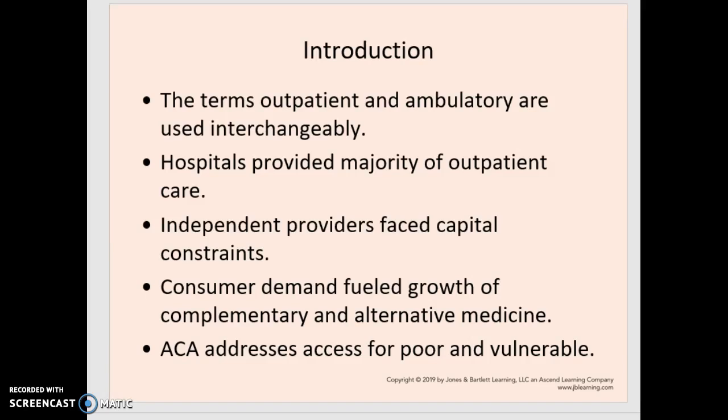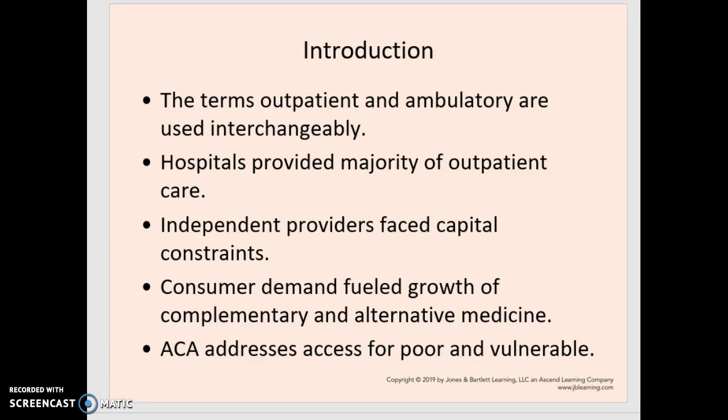The consumer demand fueled the growth of complementary and alternative medicine. One of the most interesting things here is that with technology and the internet, we've now understood and have a greater knowledge of what complementary and alternative medicines are. And people are taking a stand against maybe the traditional, here's my pain, here's my medicine, let's treat that, and not really looking at the whole person. So it really is interesting.